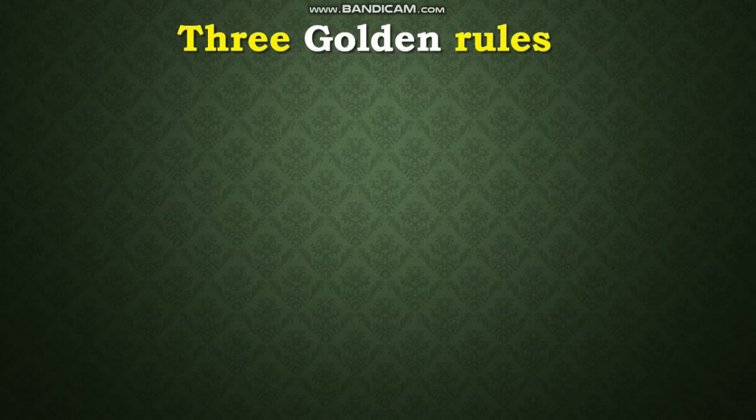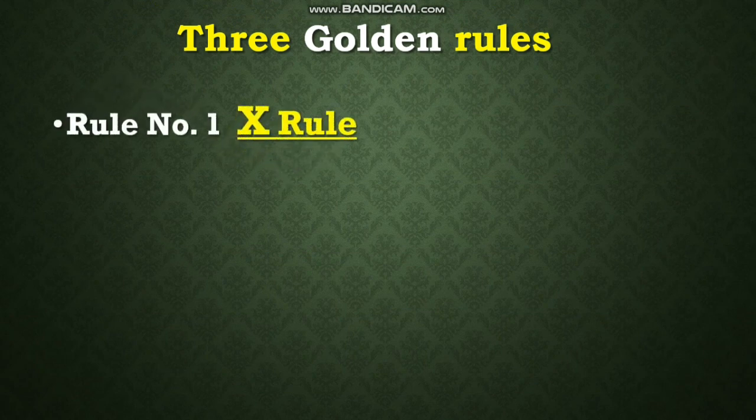Rule number one is called the X rule. Now you are asking yourself, why is it called the X rule, not another? There is a meaning of this X. By looking at this symbol of X, which is a cross.